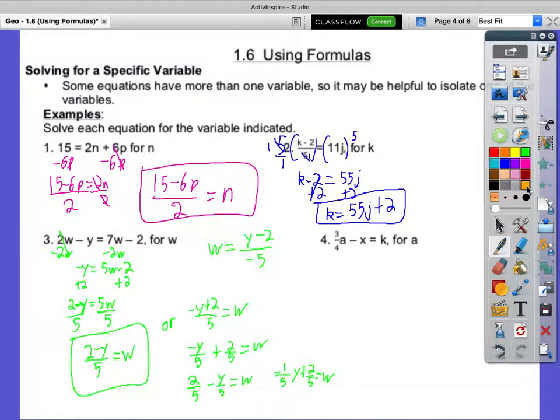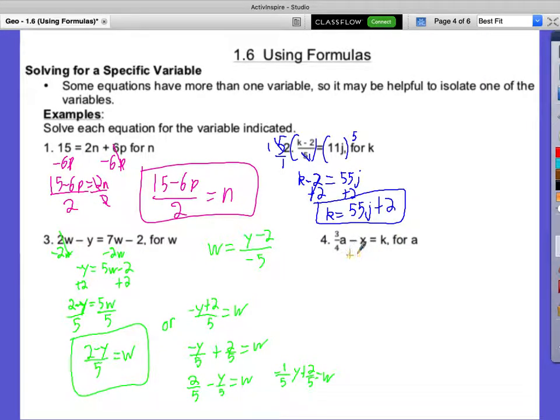If I talk about 4 real quick, we're solving for a. We would first want to add x. 3/4 a is equal to x plus k, or k plus x. The order we add does not matter, by the commutative property of addition. How do we get rid of 3/4? What do we have to multiply by? 4/3. It's like dividing by 3/4.